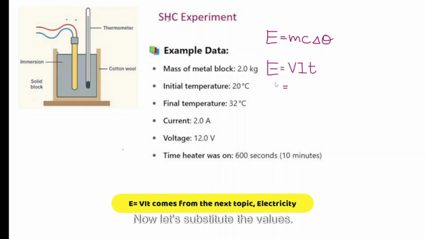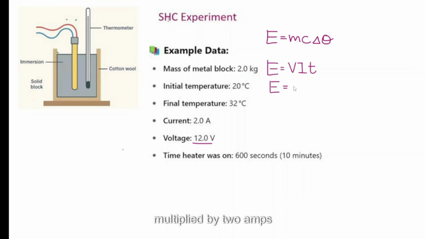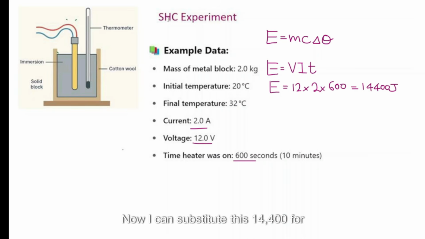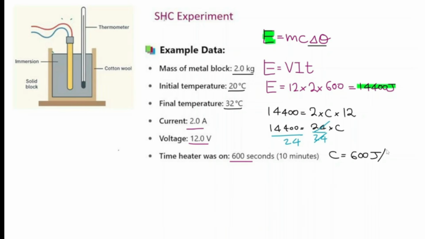Now let's substitute the values. Here the energy supplied is 12 volts multiplied by 2 amps multiplied by 600 seconds. Now I can substitute this 14,400 for energy. Here 14,400 is equal to M times C times delta theta. For change in temperature, 32 take away 20 is 12. You can do the calculation and the value of C can be calculated.